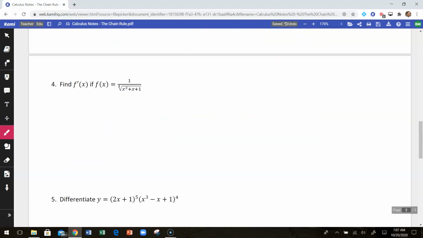Number 4, we have a radical on the bottom of a fraction. So the first thing I want to do before I do the derivative is rewrite this. We're going to take the x squared plus x plus 1 and write that with just a single exponent to represent this. Cube root means 1/3 power, but that cube root is on the bottom, which means we're going to make that a negative 1/3 power. So we're going to rewrite this as x squared plus x plus 1 to the negative 1/3 power.